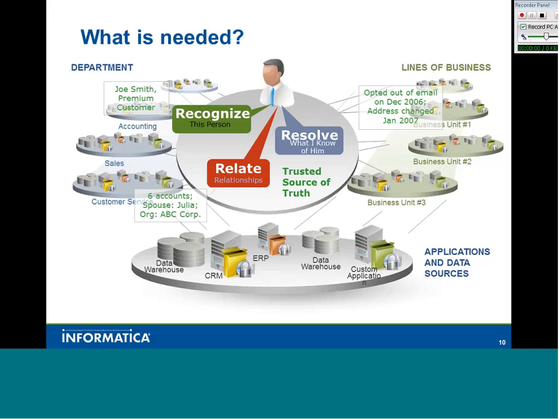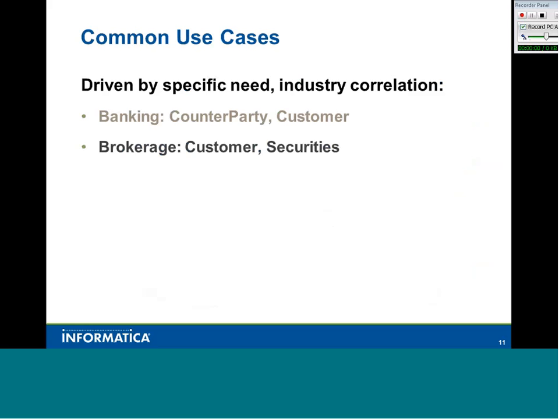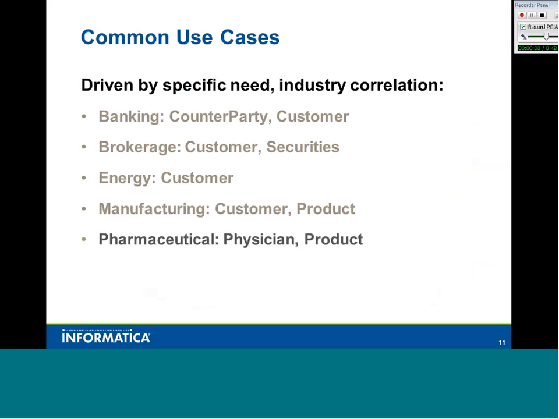Looking into the MDM feed, or the output from MDM, it's quite possible that this person has 6 accounts, and we can also get the relationship about the other individuals in that particular household. So some of the common use cases are driven by industry-specific correlations: banking, brokerage, energy, manufacturing, and pharmaceutical. All these companies wanted to see the data, and these are some of the driving factors where different organizations have adopted MDM.